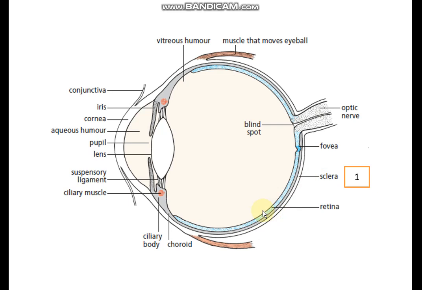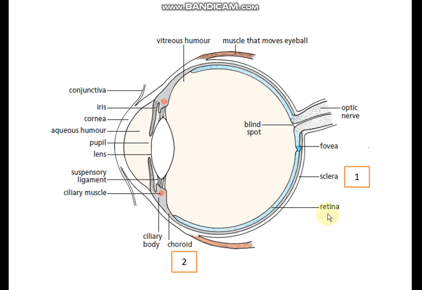Okay beta, now the second layer, there are three layers of the eye. The second layer of the eye is called the choroid. It is a darkly colored layer which reduces reflections inside the eye and contains blood vessels which help to nourish the cells of the retina. Okay, now what is the retina?